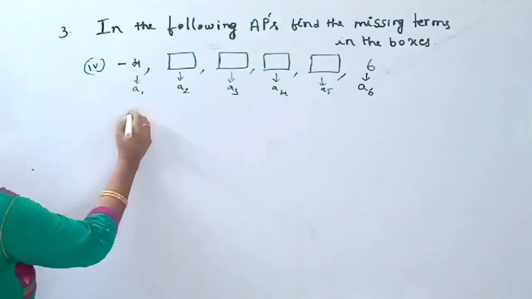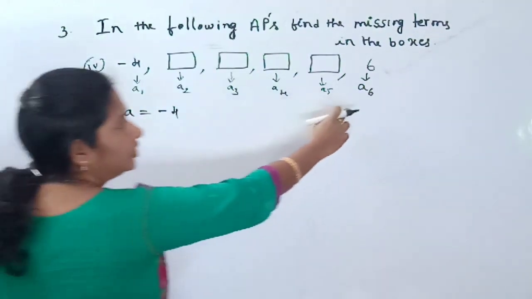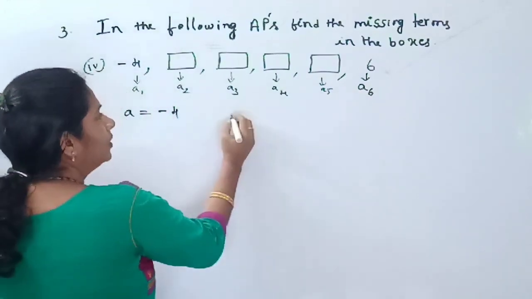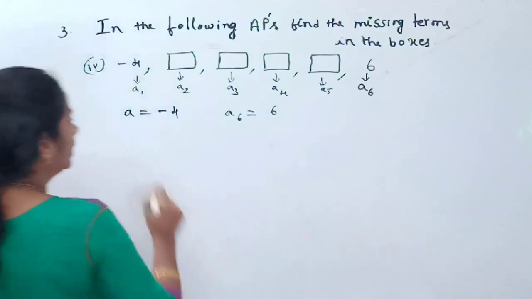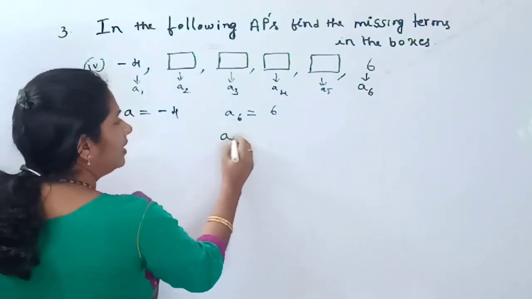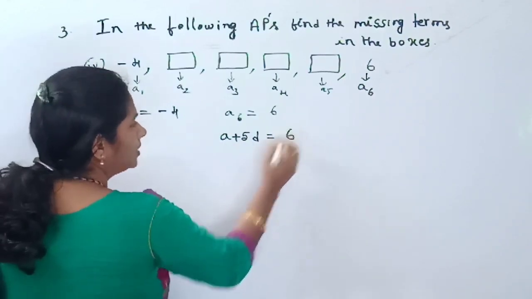So what is given? The value they have given, A is -4. And which other value do you know, children? It's the sixth term. A6 value is how much? It is 6. So now A6, I'll write it as A plus 5D. Got it? So equal to 6.